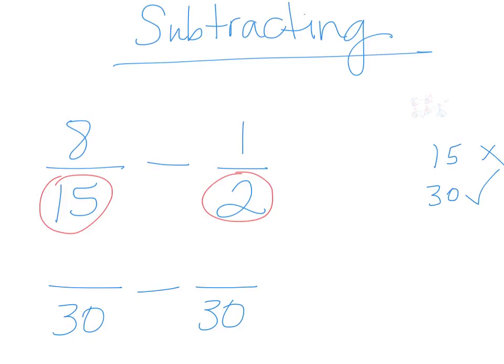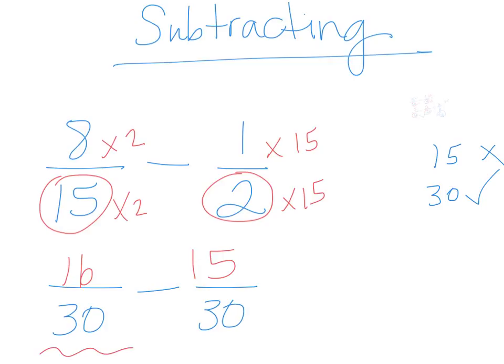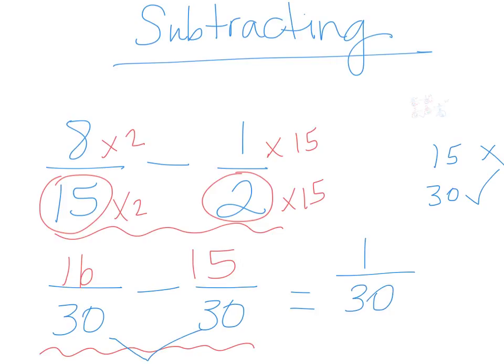Okay, now 15 times what gets 30? 2. No, sorry, excuse me. 8 times 2 gets what? 16. Okay, 2 times what gets 30? 15. Whatever you do to the denominator, you do to the numerator. 1 times 15 is 15. So, here's our new problem down here. And now I have a like denominator of 30, and I can subtract. 16 minus 15 is 1, and remember the rule, if the denominator is the same, the denominator stays the same. So your answer is 1/30.